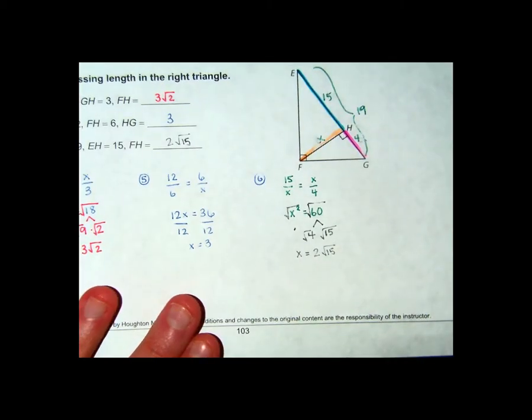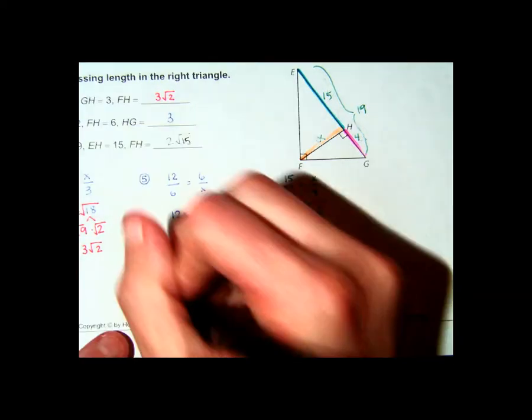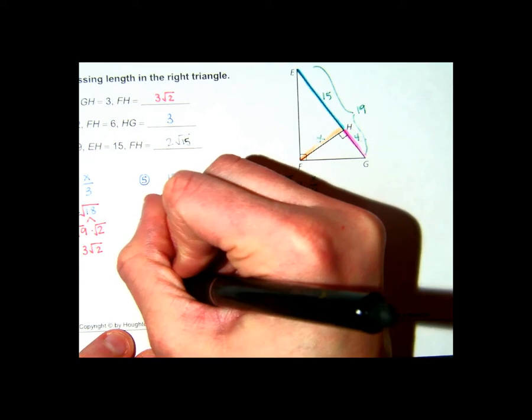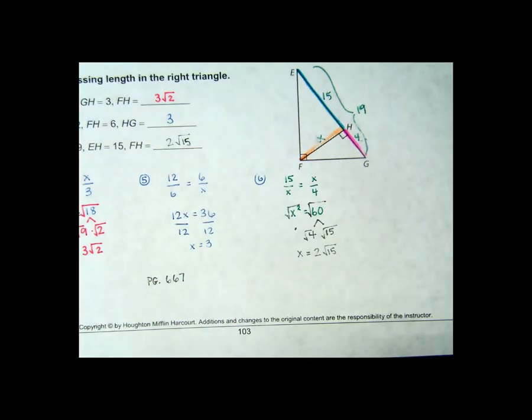I need you to either cut this so that it will fit in your notebook, or you can fold it in half, but it goes on 106. Once you have done that, tear out page 667. Once you've done that, tear out that page.